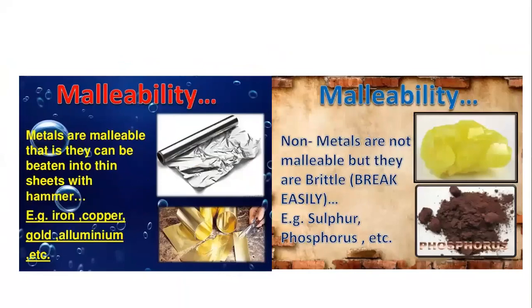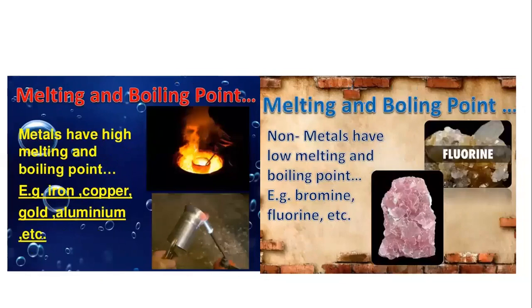Malleability, I have told you, if you hammer something, it changes into a sheet. That is known as malleability. If you hammer a piece of coal, it breaks. If you hammer a piece of phosphorus, it breaks. But if you hammer a piece of iron nail, it will flatten. If you hammer a piece of aluminium, it will flatten. If you hammer a piece of gold, it will flatten. So this property by which they can be beaten into thin sheets is called malleability.